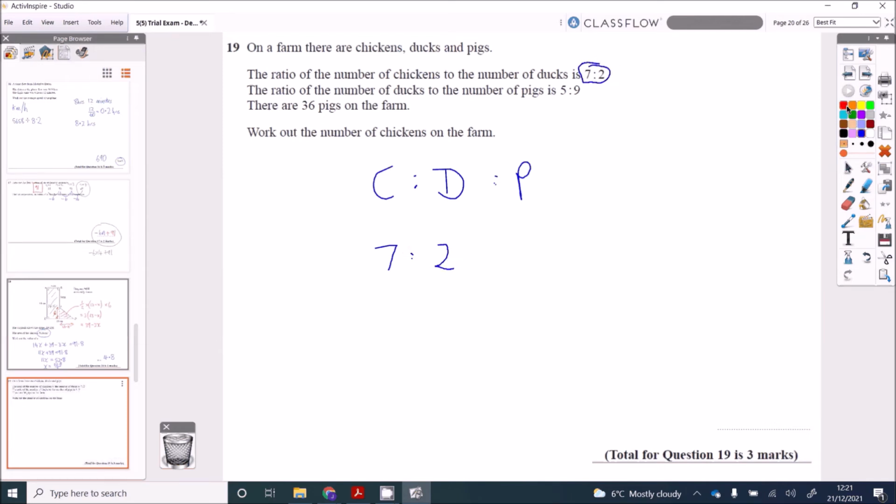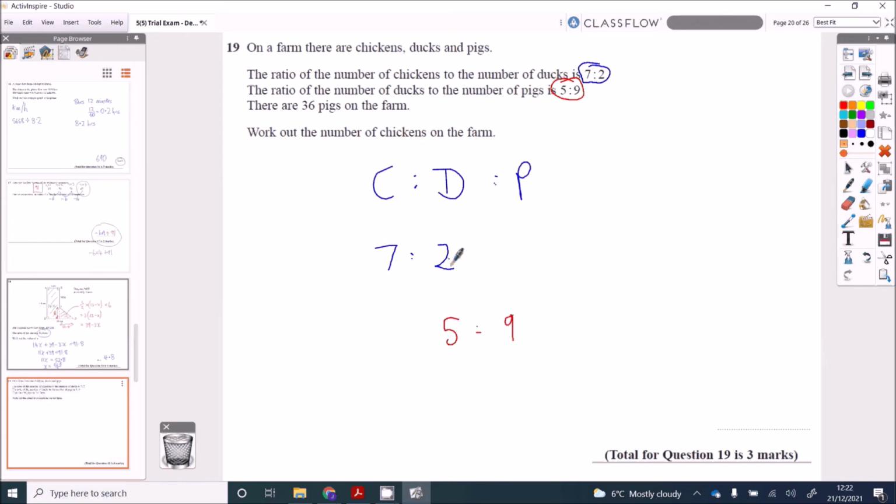And we're also told that the ratio of ducks to pigs is 5 to 9. Okay. Now, we're then told about the number of pigs, but I'm going to come back to that. One way to answer this question is to get a three-way ratio. So we've got a ratio of chickens to ducks to pigs.